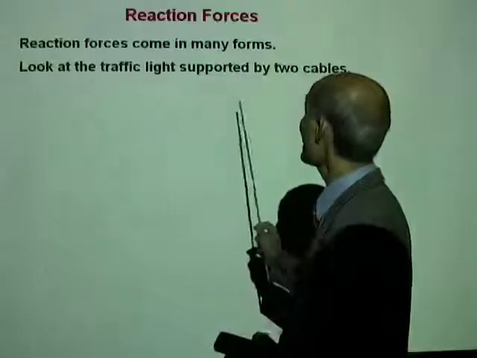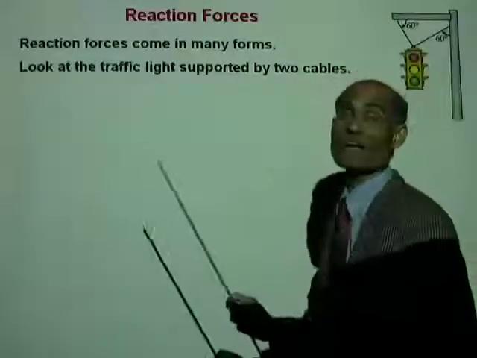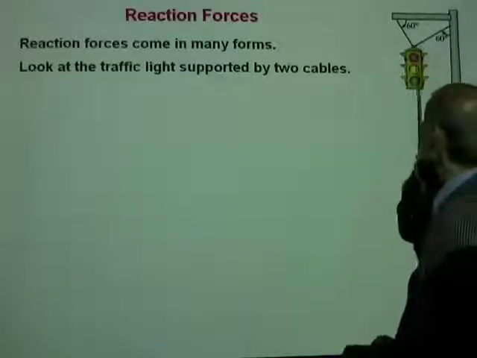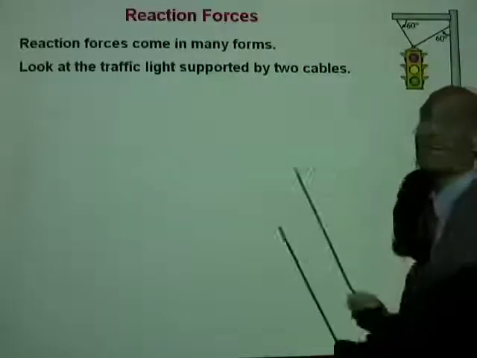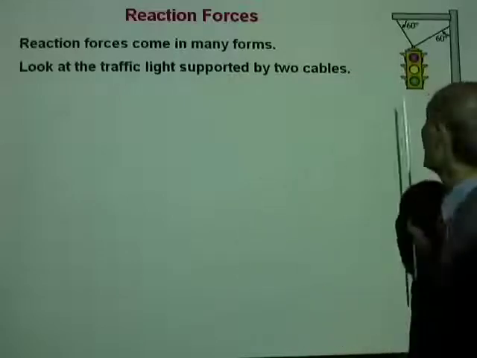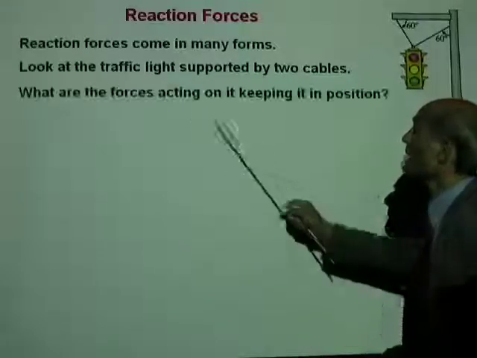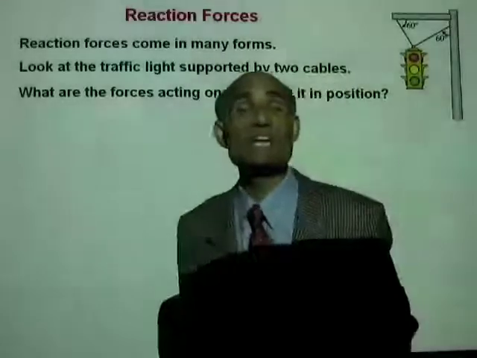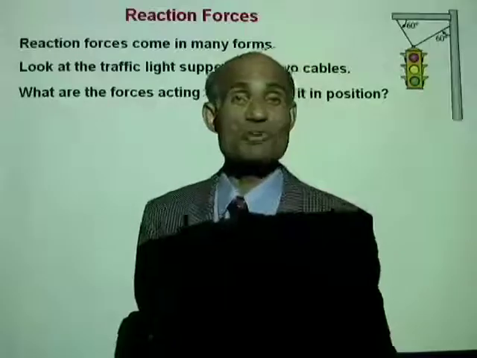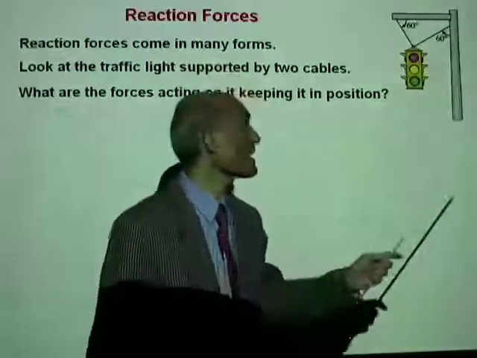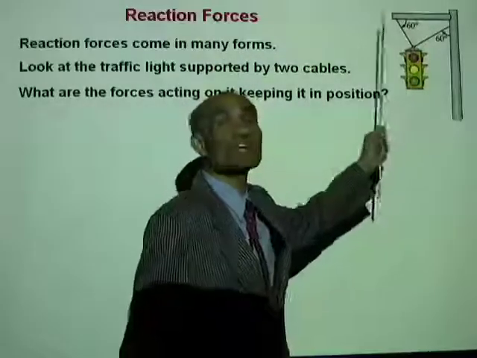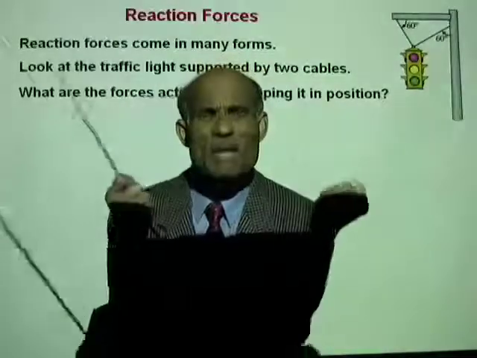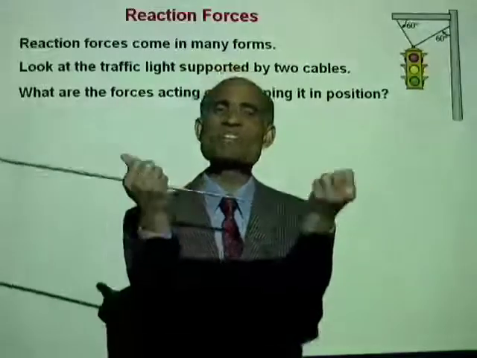Now look at the traffic light. Now here is a traffic light there. I think some of it is blocked. You can see the traffic light is supported by two cables. Now what are the forces acting on that traffic light, keeping it in position? Can you talk about some of the forces that are acting on this traffic light, keeping it in position? It is in equilibrium. What is the meaning that it is in equilibrium?